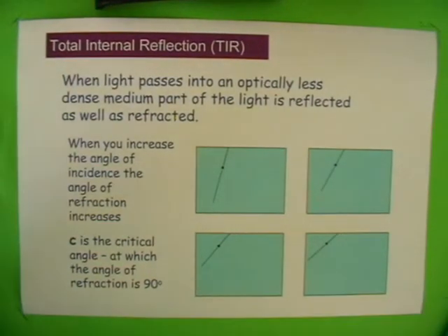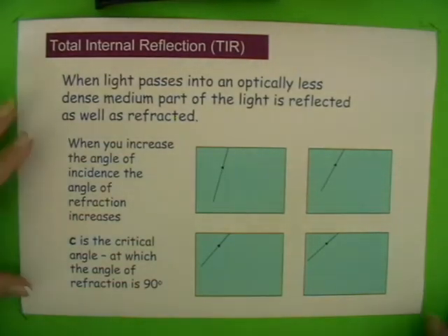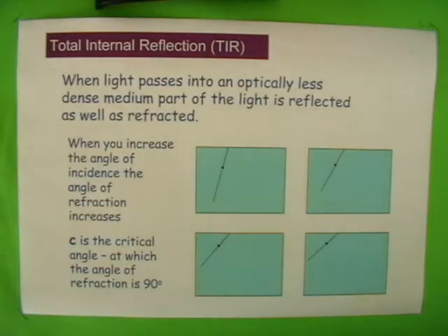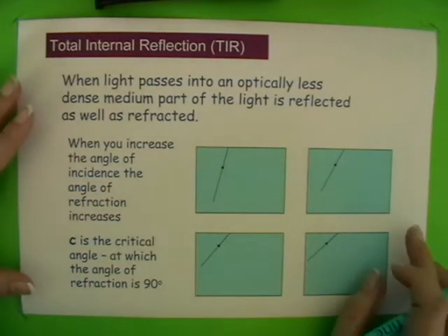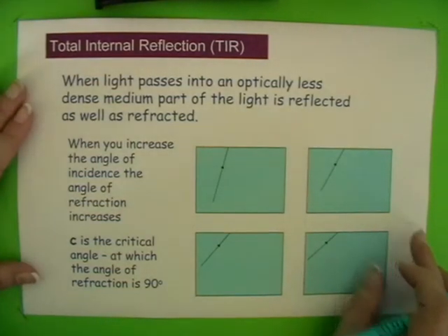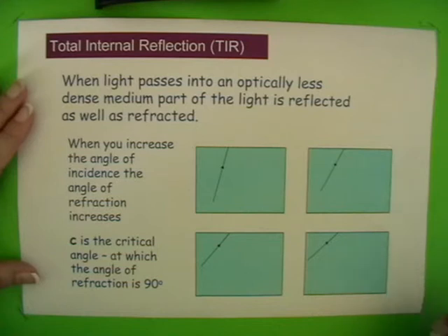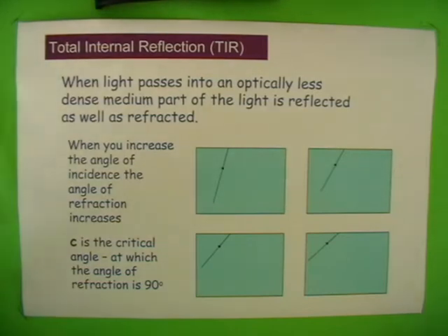Total internal reflection then. When light passes into an optically less dense medium, part of the light is reflected as well as refracted. So we already know that most of it in a glass block is refracted. But we also should be aware that part of it is reflected. We see this whenever we perhaps walk past a shop window, and as well as seeing what's inside the shop window, we see a reflection of ourselves, a weak reflection of ourselves.